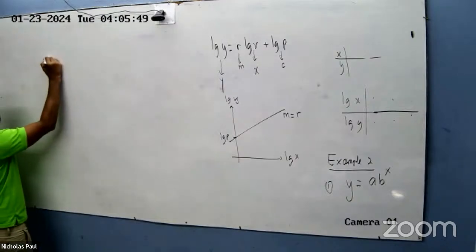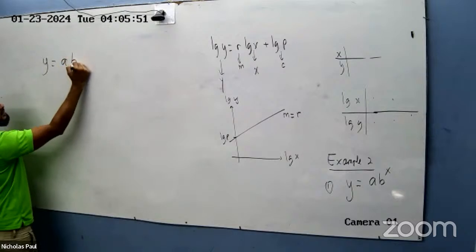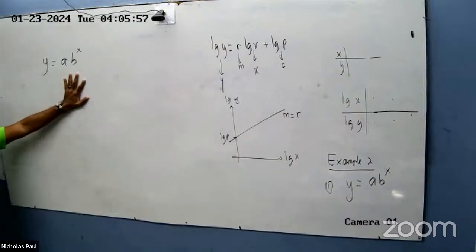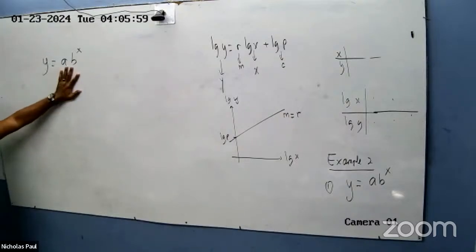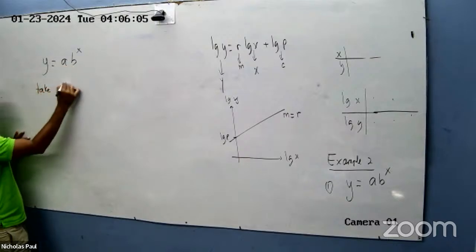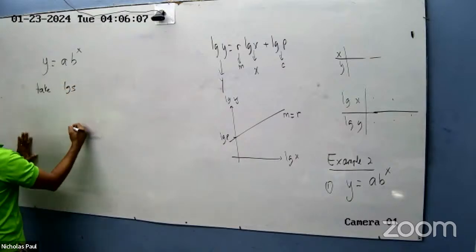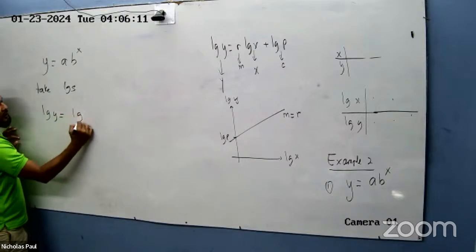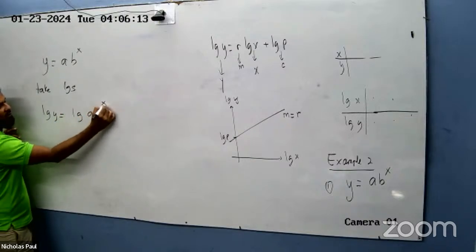What to do here? So we started with y is equal to ab to the x. Really and truly, the question is going to ask you, given y and x, solve for a and b. So you have to figure out how to solve for a and b using the graph, of course. So what you will do is you'll take logs, right? Take logs, and you'll get log y is equal to log ab to the power of x.